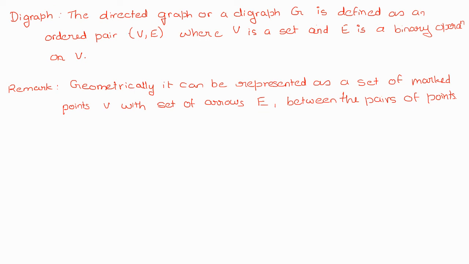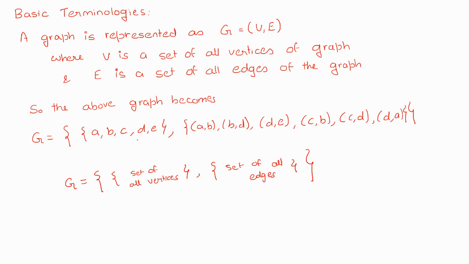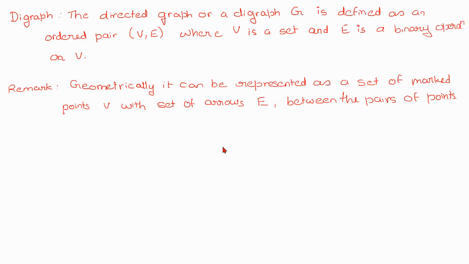We'll see what is next: the digraph. The digraphs, the ones we had seen earlier, are all digraphs. The digraph, the directed graph, or a digraph G is defined as an ordered pair V comma E, where V is a set and E is a binary relation on V. Similarly, V is the set of all vertices, followed by the set of all edges. Now, geometrically, it can be represented as a set of marked points V with a set of arrows E between the pairs of the points.